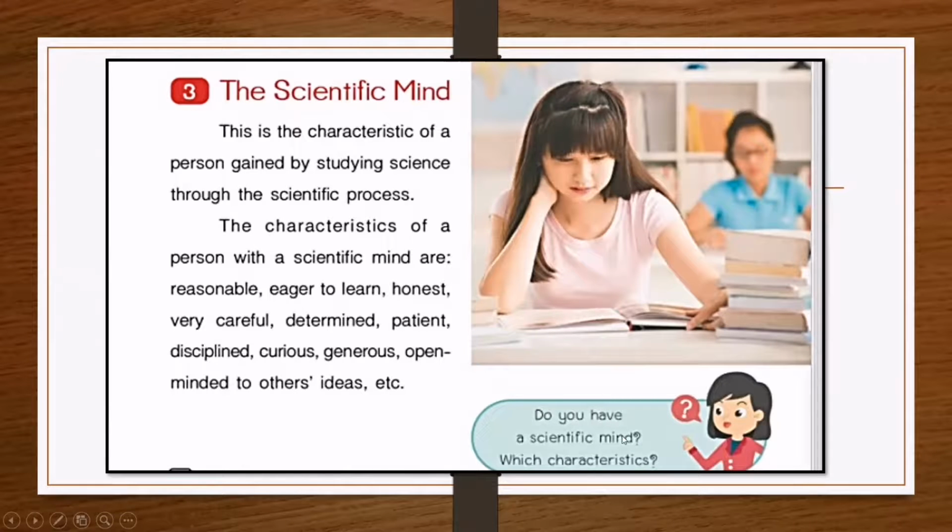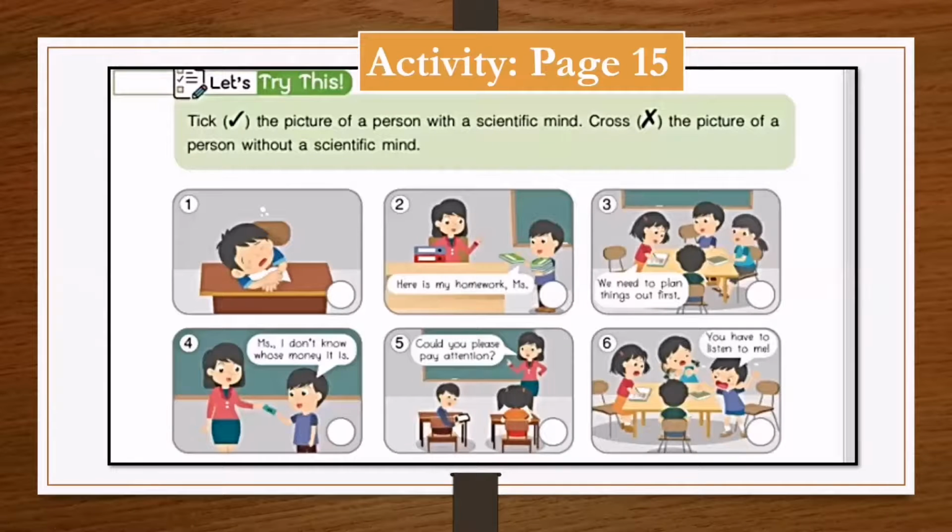Okay, so students, do you have a scientific mind? Which characteristic? Okay, so that is the scientific mind. Let's proceed to the activity on page 15. Page 15. What you will do here is check the picture of a person with scientific mind and write X to the picture of a person without scientific mind.